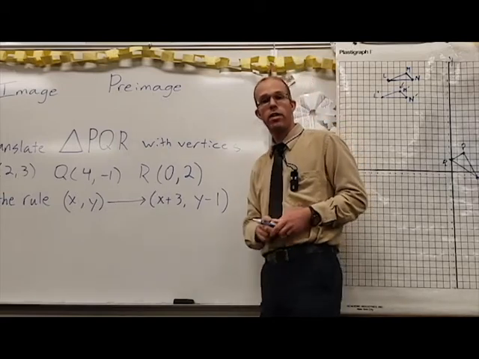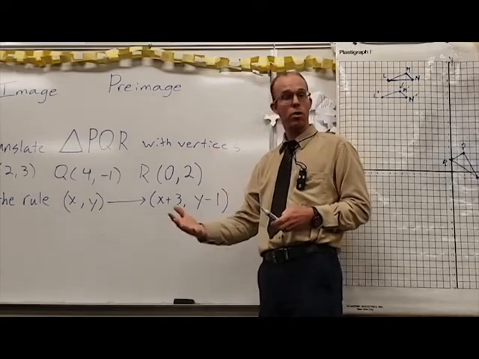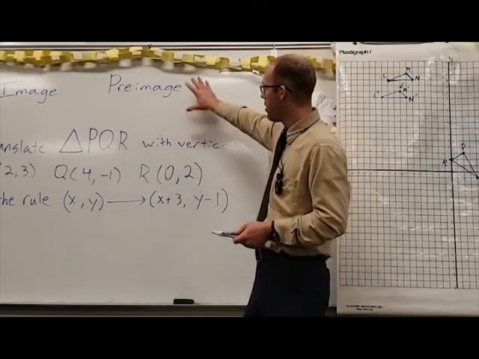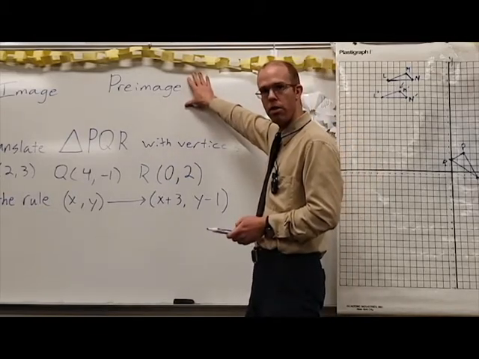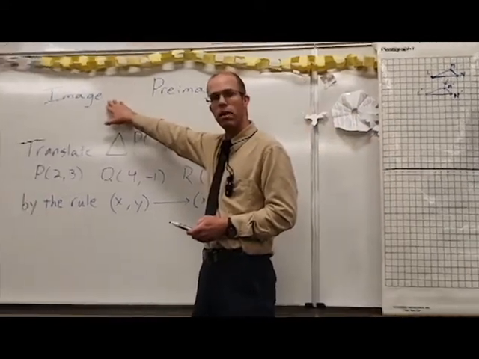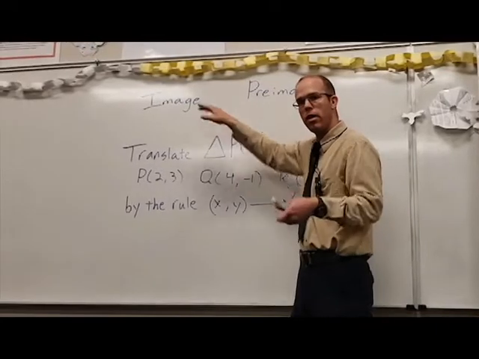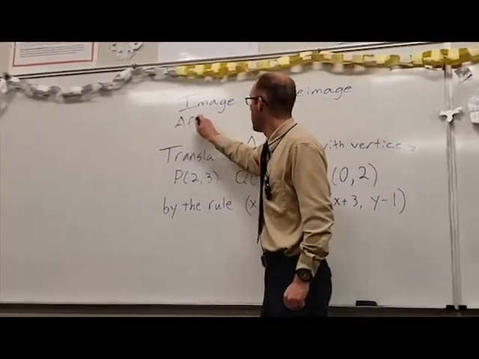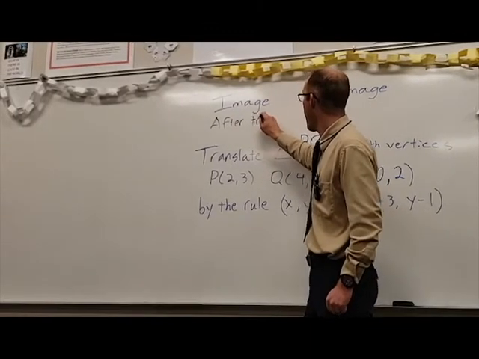We're still doing translations, but today instead of vector notation, we're going to switch to what's called rule notation. Before we do that, we need to talk about two vocab words, image and pre-image. Image is the picture of something after it has been transformed. So the image is after transformation.